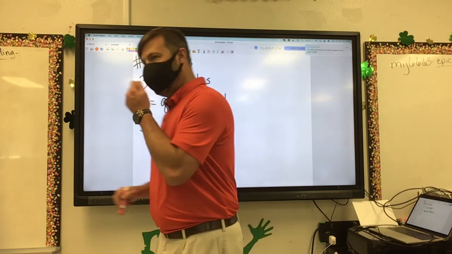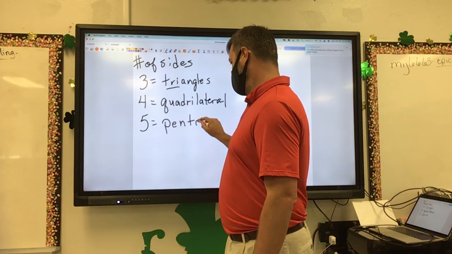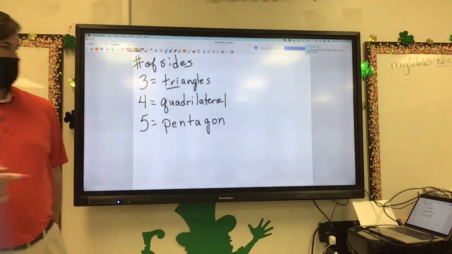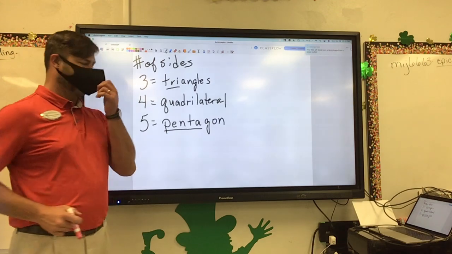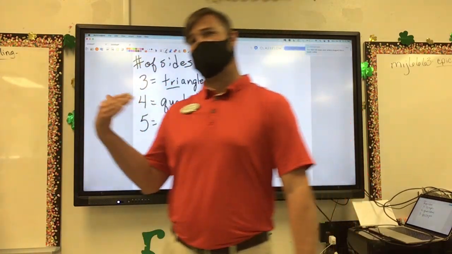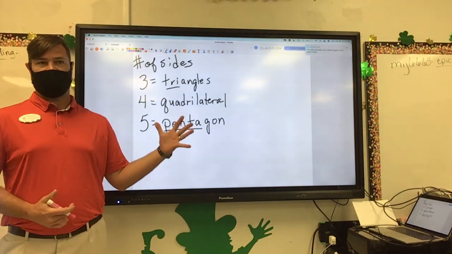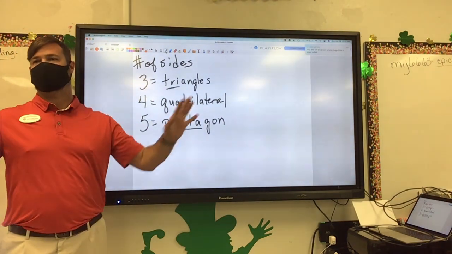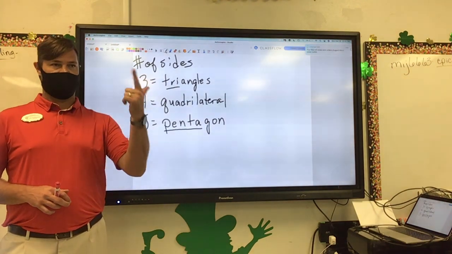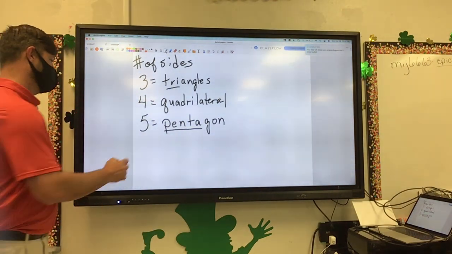5. If it has 5 sides, it's called a pentagon. How can I remember a pentagon has 5 sides? Penta. Penta has 5 letters. P-E-N-T-A. We're talking about prefixes today. Every one of these has a prefix, and that prefix should tell you how many sides. Penta has 5 letters. All the rest of the prefixes you're going to see today does not have 5 letters. Penta has 5 sides, so a pentagon has 5 sides.